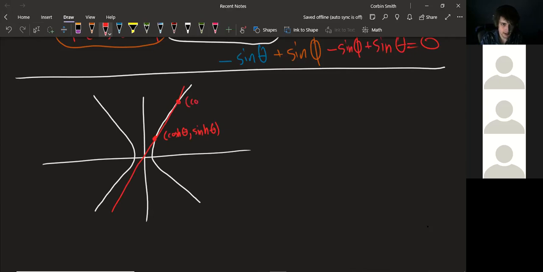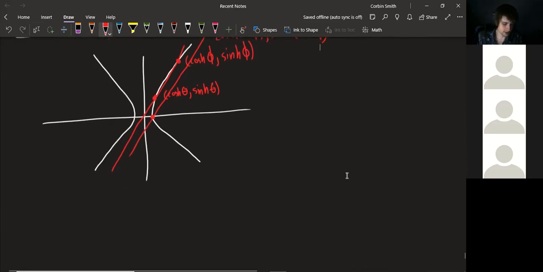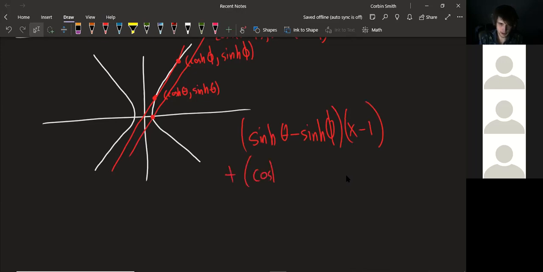And this is cosh phi, sinh phi. And the sum of their angles is going to be somewhere up here. So I'm going to call that cosh theta plus phi, sinh theta plus phi. And so we have the line between them. The equation is going to simplify to sinh theta minus sinh phi times x minus 1 plus cosh phi minus cosh theta times y is equal to 0.